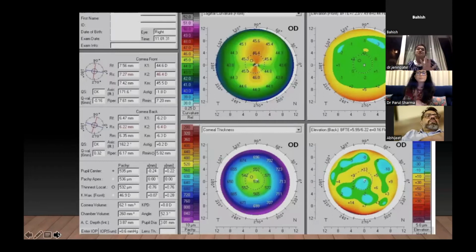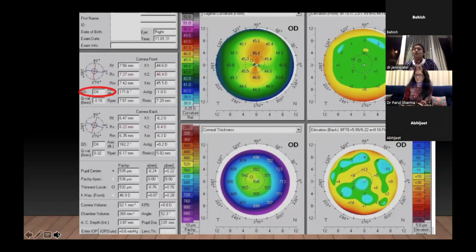So this is exactly how your Pentacam map looks, and this is how you want to do the reading step by step. Just as Dr. Parul said, the QS will tell you that it's okay to take this map as an acceptable map, because all the data points have been covered and this map is good to go. So here you are not dealing with any extrapolated data in this particular case. The next thing you want to look at is the K-max.